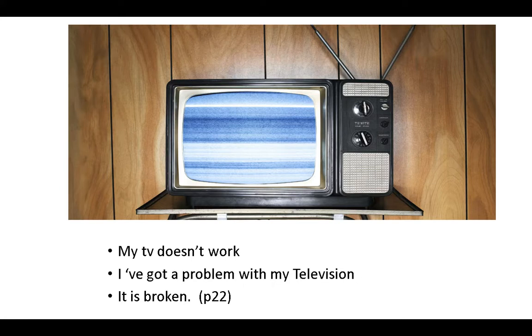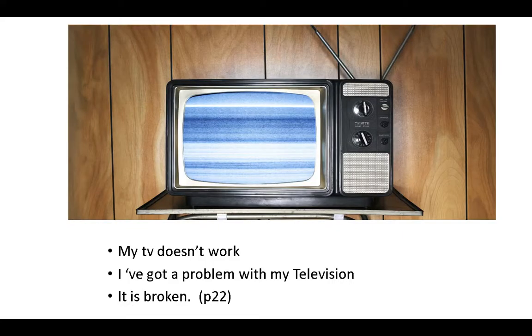If your TV has a problem, you say my TV doesn't work. It means you turn it on and the image is not right, or it doesn't turn on, right? So you can say I've got a problem with my television, my television is broken, my television doesn't work. And those are about the same. They are general sentences to express that you have a problem with one of your products, right? That they don't work properly.